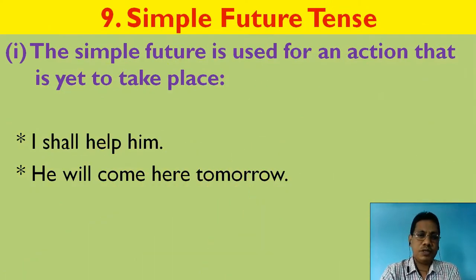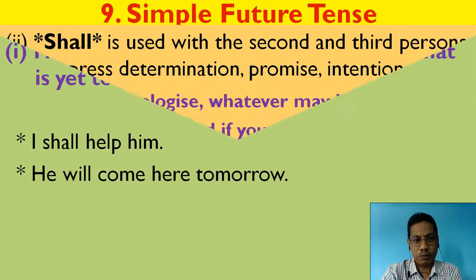And let us come to simple future tense. It is used for an action that is yet to take place. Like I shall help you. He will come here tomorrow.